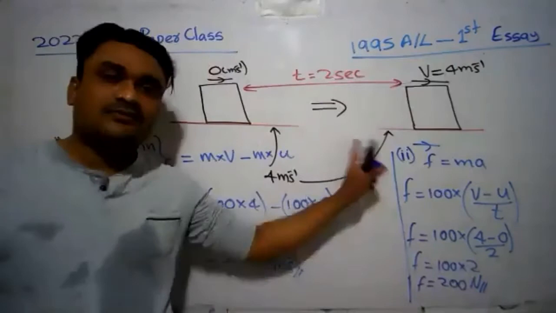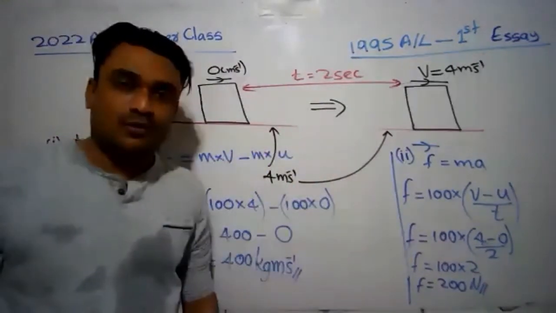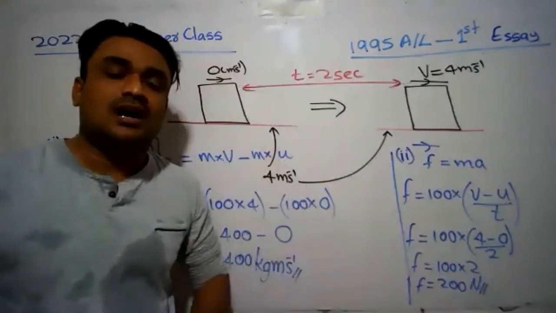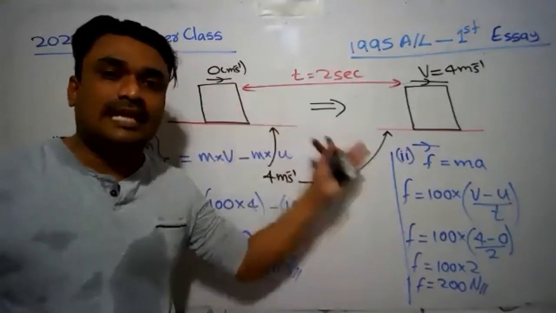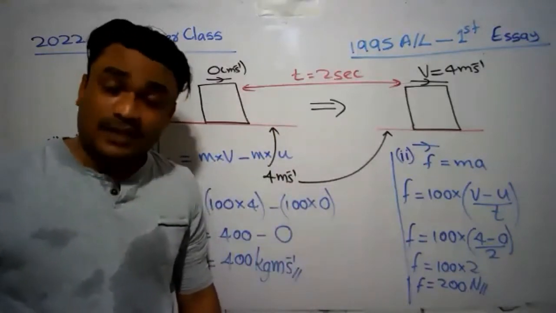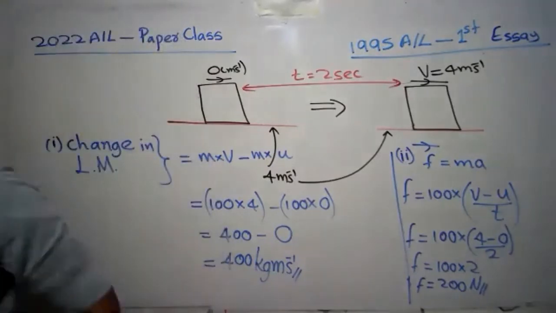Right? And this force, the force acting on the box, is the friction force between the belt and the box. So they ask how this force comes. Please write, that is the friction force between the belt and the box. Complete.